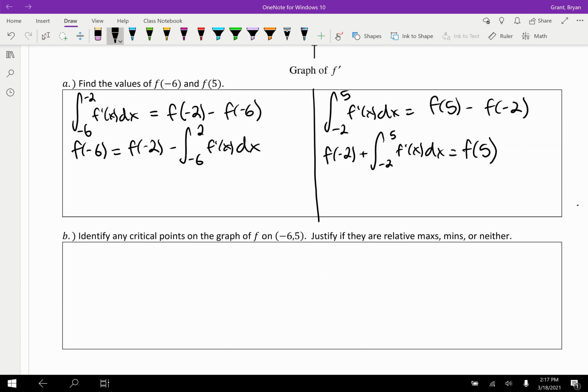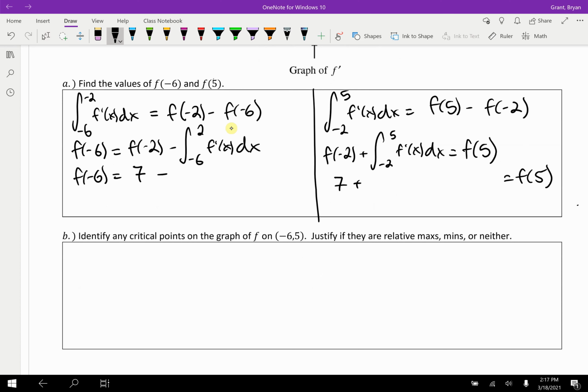Once we're here, it's just a matter of substituting in the values we know, or that we can find. We know that f of negative 2 is 7, right? And we'll keep working this way. I'm going to actually space this one out. I might need a little bit more room here on the left side. So we know this is 7. But what do we do with the integrals?